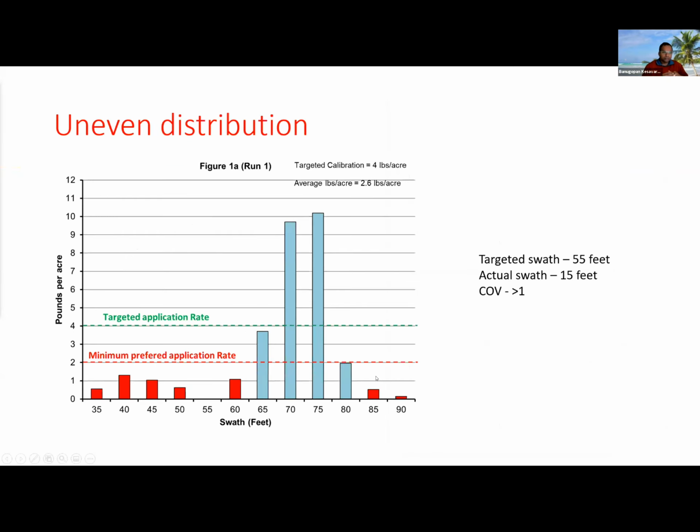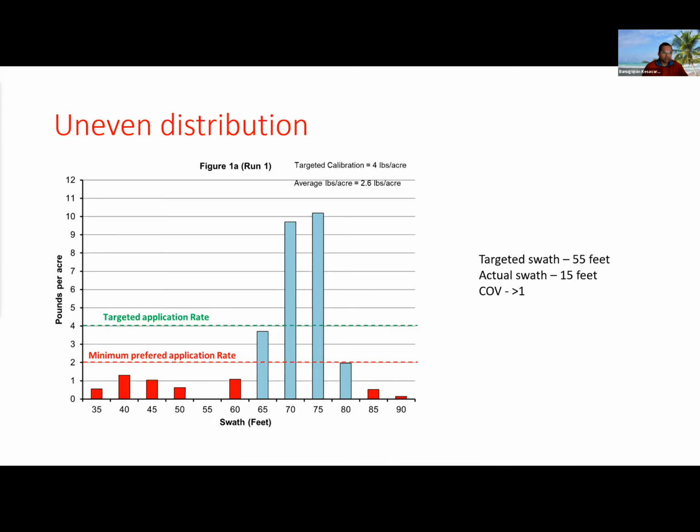Okay, so what is an uneven distribution? We see this very much in low rate application issues. We do see this when the equipment is not calibrated and configured properly, and these uneven distributions can occur even in a high rate. But typically, it does occur more often in the low rate applications, hence this focus, and we're trying to look at it.